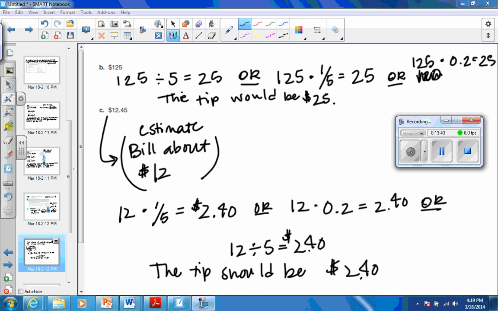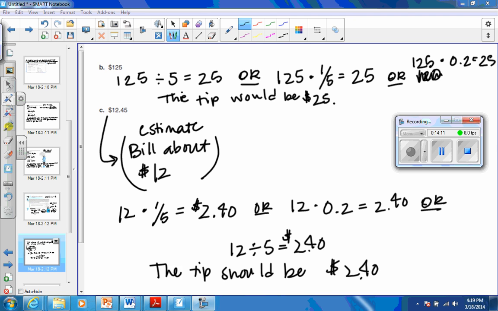Go ahead. These are the 3 different ways. On this one, I divided by 5. This one, I multiplied by 1/5. And this one, I multiplied by the decimal form of 20%, which is 0.2. All 3 of those yield an answer of $25. So the tip would be $25. Again, you don't have to do each one of these methods. These are just showing you 3 different methods you could use to come up with the correct answer.